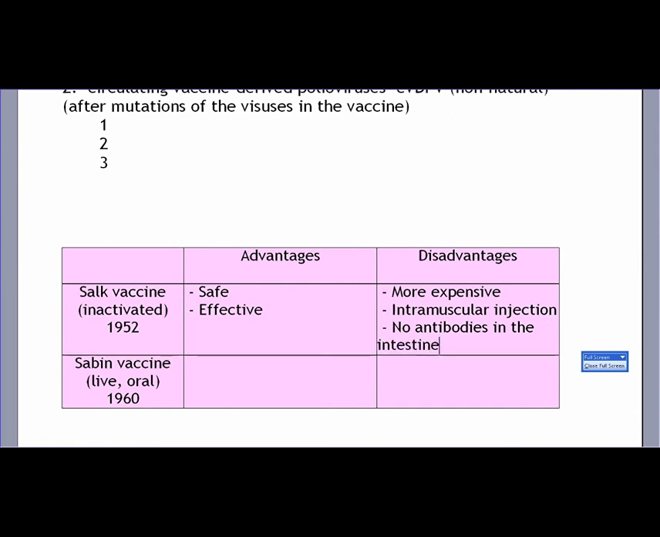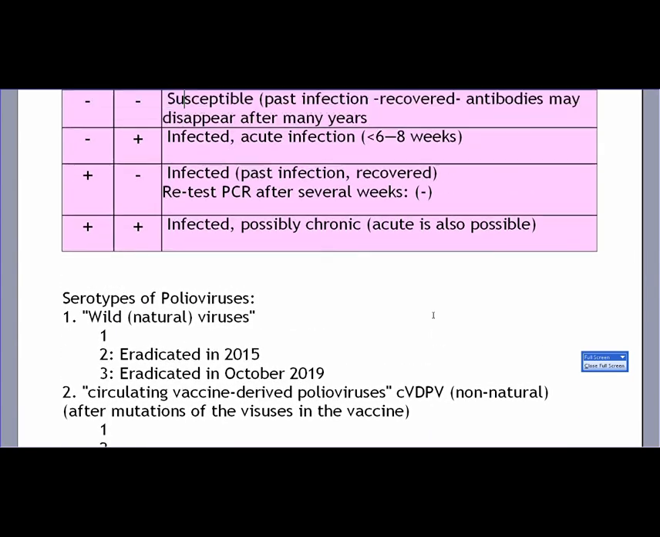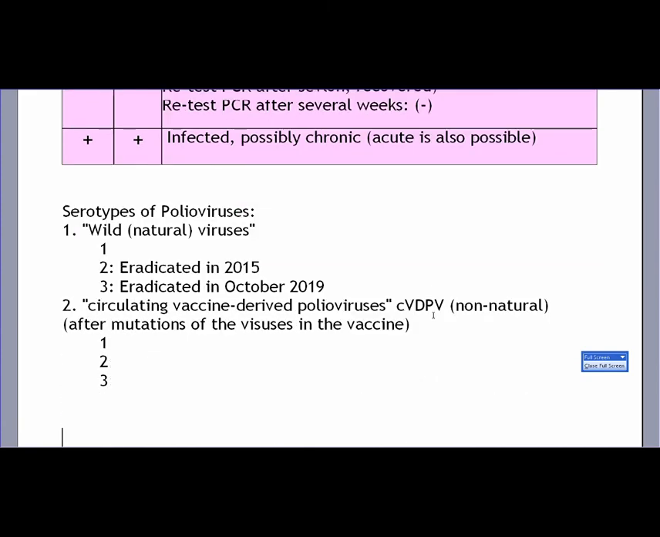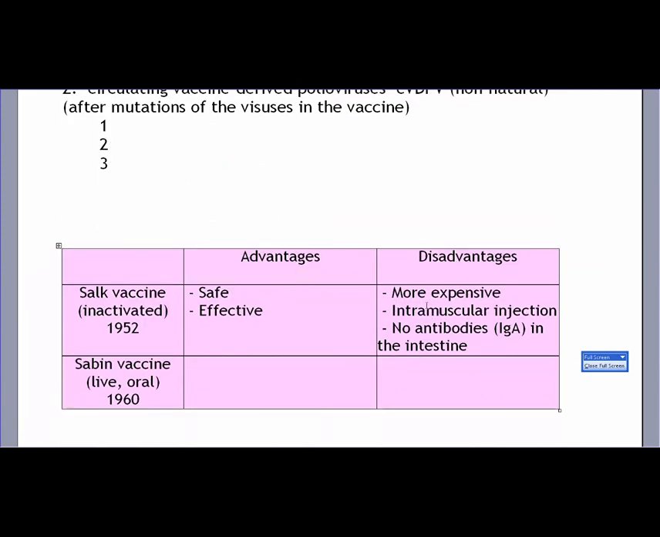Remember, enteroviruses mostly replicate in the intestine. So with this vaccine, we cannot stop the disease in the intestine. We can stop the disease in the blood, but not in the intestine. From immunology, for the next year, the antibodies that are released in the intestine are IgA. But this is for next year. So no antibodies in the intestine. Anyway, we stop the disease in the blood, not in the intestine.